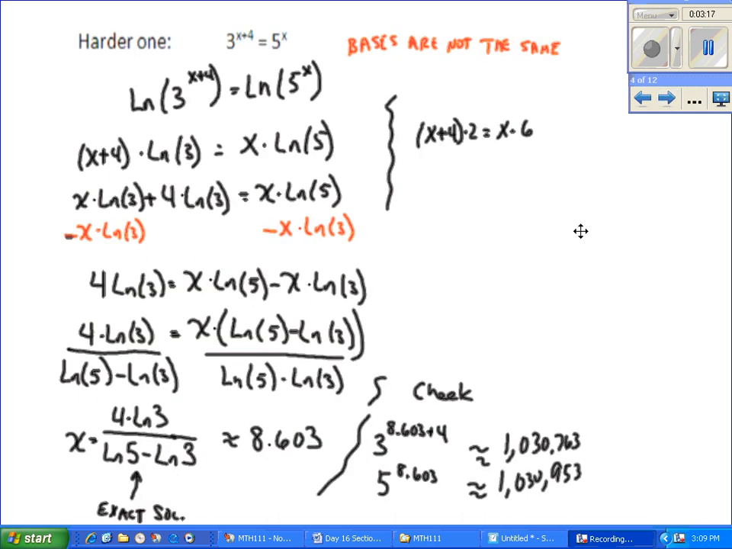This one's harder. The bases are not the same. We've got 3 to the x plus 4 and 5 to the x. So the only way to get at this one is to take the natural log of both sides, pull the exponents out in front using our properties of logarithms.